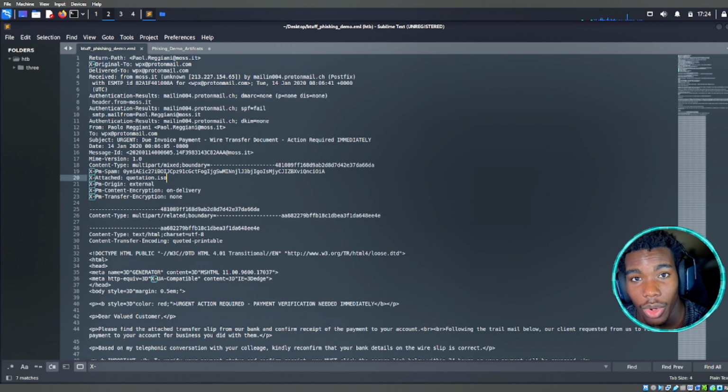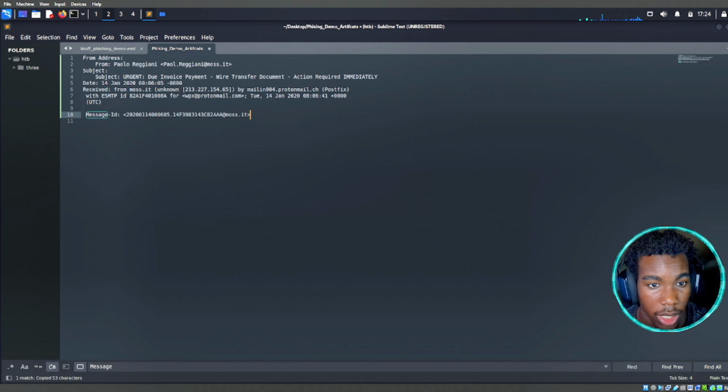Now, lastly, let's go ahead and get that message ID so we can have the unique identifier for this email. So we're just going to search up message ID, and it's right over here. And then just copy that. Then we're going to paste that here.